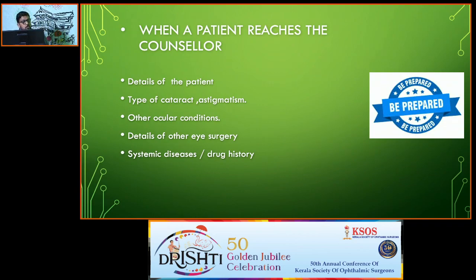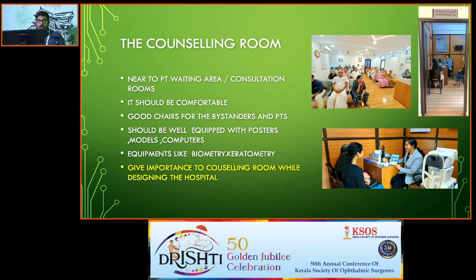When a patient comes to you, you should be prepared. By the time they come to us, looking at the records, we know the details of the patient's type of cataract, whether they have astigmatism, whether they have other ocular diseases, and details about other eye surgery. That's very important, because where it was done and how the surgery went matters, as do the drug history and systemic history. The counseling room should be a cozy place near the patient waiting area. It should be comfortable, with good chairs, and equipped with posters, models, computers, etc.